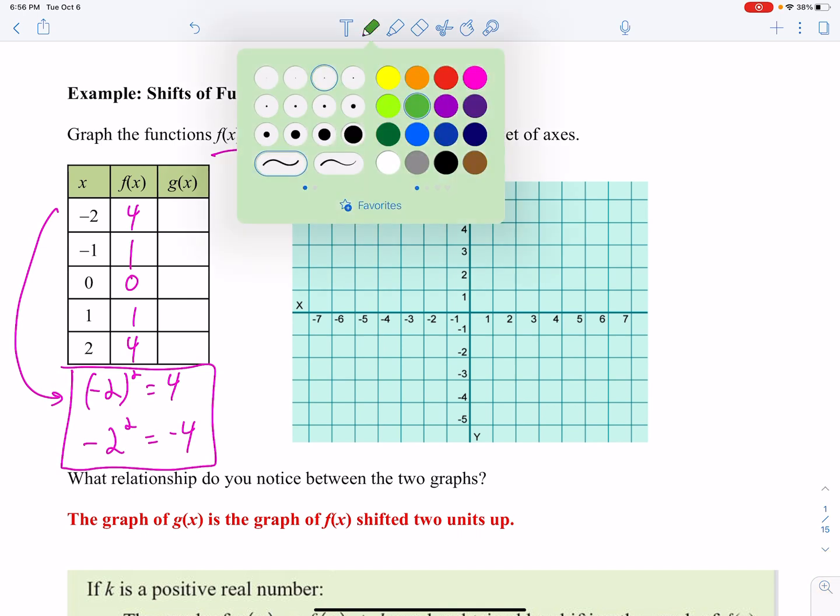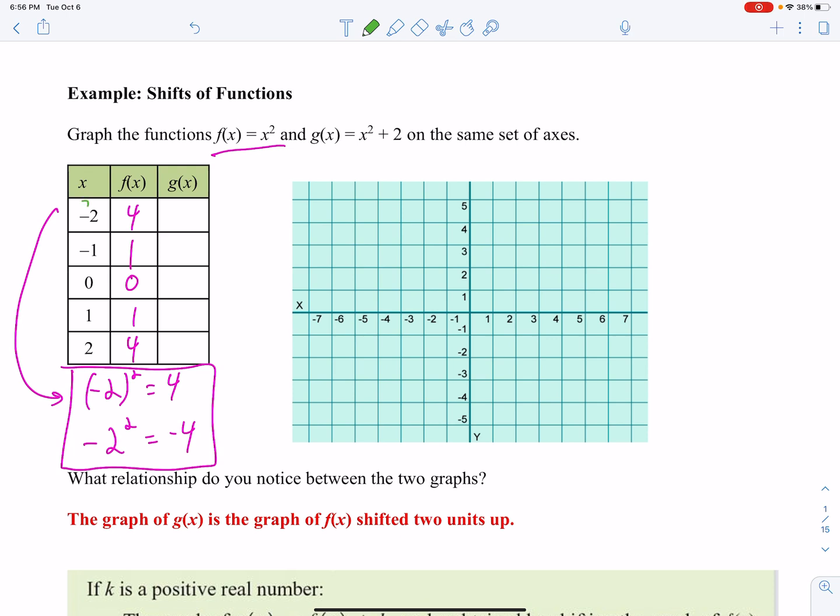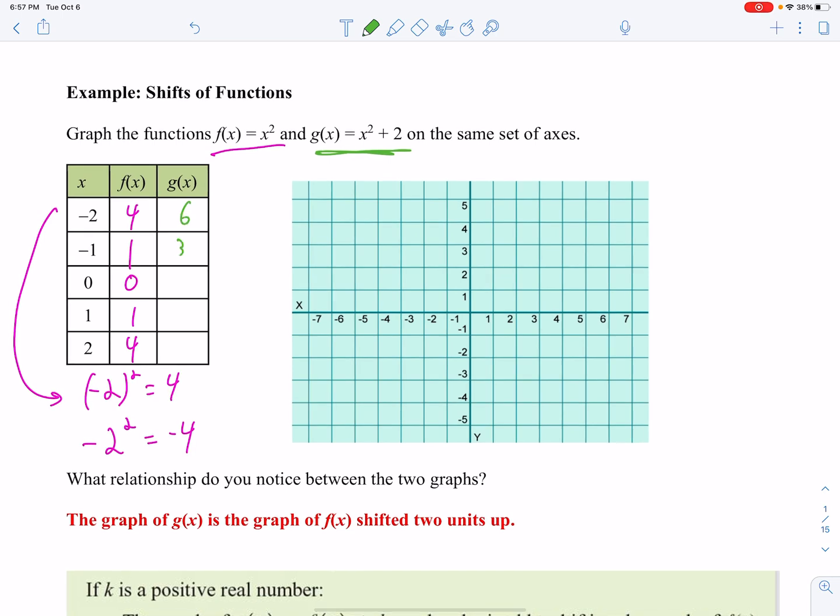Now let's do the same x values. We're going to plug these same x values into the g of x function up here. So we're going to square each value, then add 2. So what we can actually do is look at these values of f of x and simply add 2. Okay? And that's what we're going to do. So let's add 2 to each of these f of x values. So we'll get a 6, a 3, a 2, a 3, and a 6.